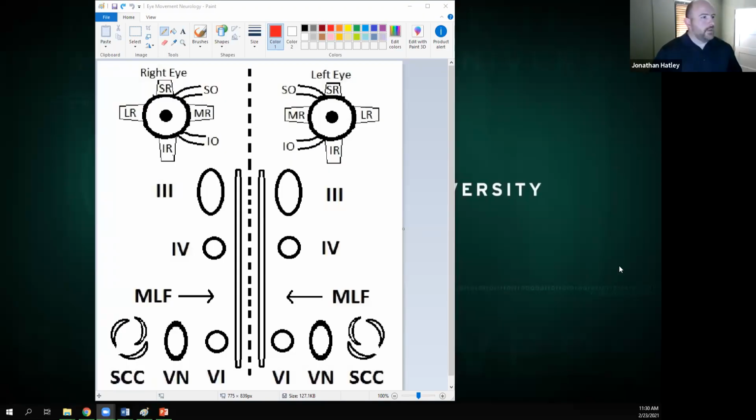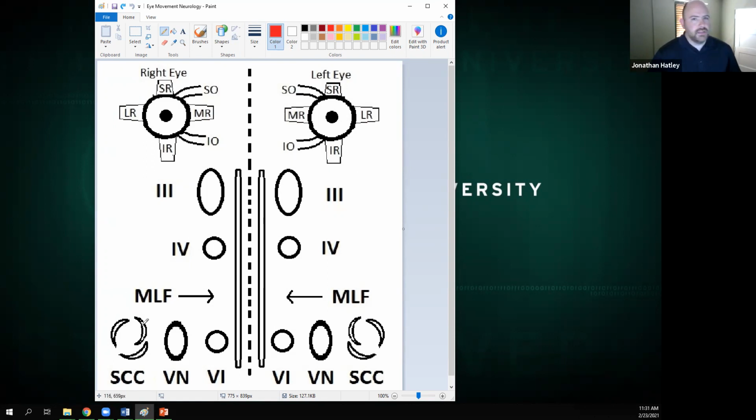So let me share my screen, and we'll get started. Here is our simple diagram again of the brainstem structures and EOMs that are responsible for generating the VOR movements. The easiest way I've found to create and think about these pathways is first to know which canals are being stimulated. So step one, determine the canals that are being stimulated.